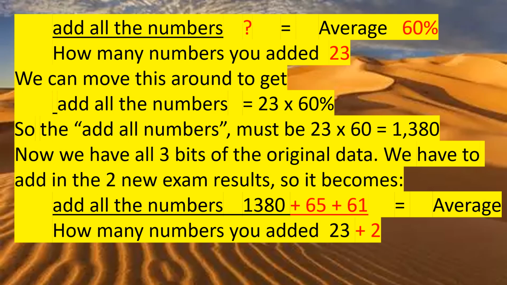So now we have all the bits of the original data. We have to add in the two new exam results. So it becomes on the top 1380 plus the two scores for the two late students, 65 and 61. On the bottom, we used to have 23. We've got two more, so we have to add them in, and then we can calculate our average.